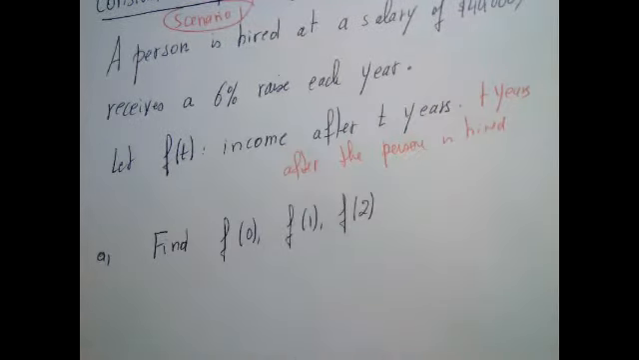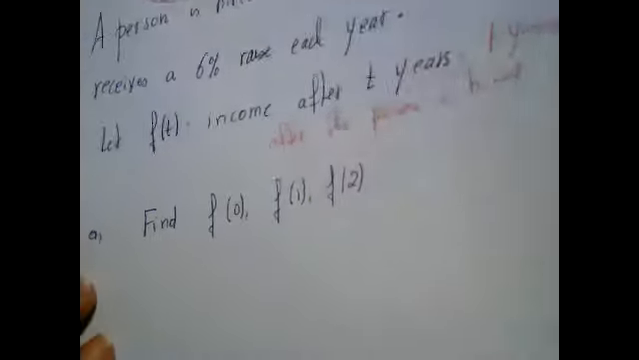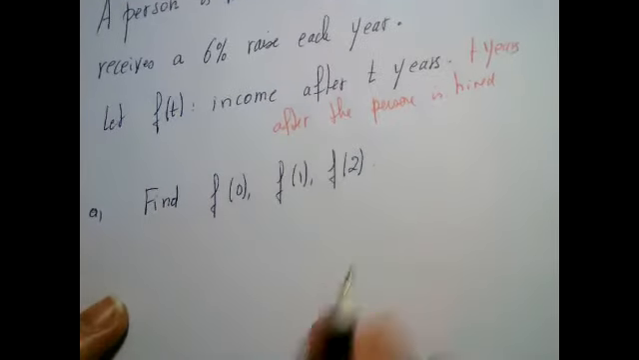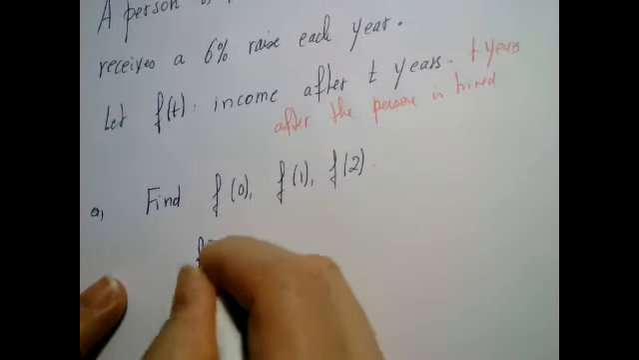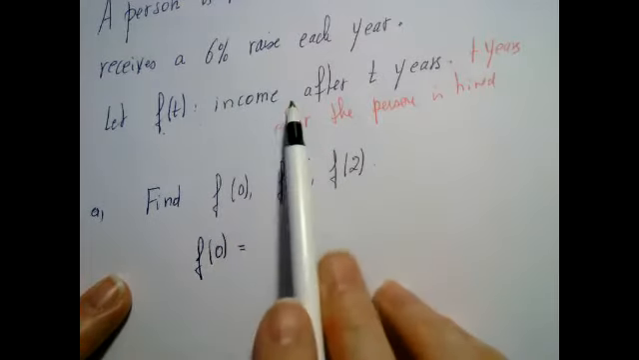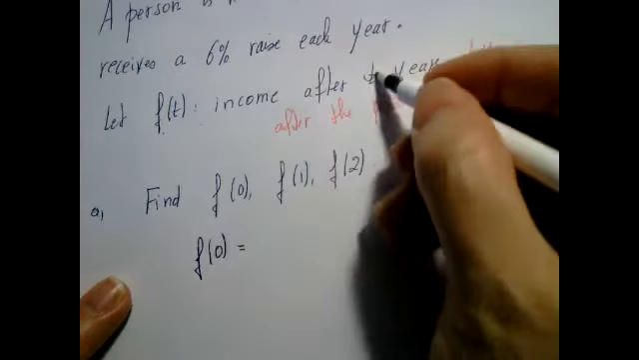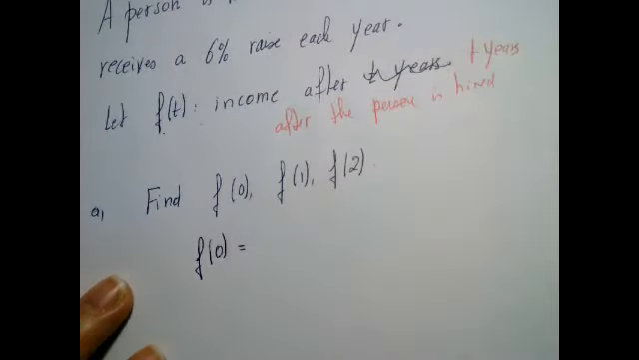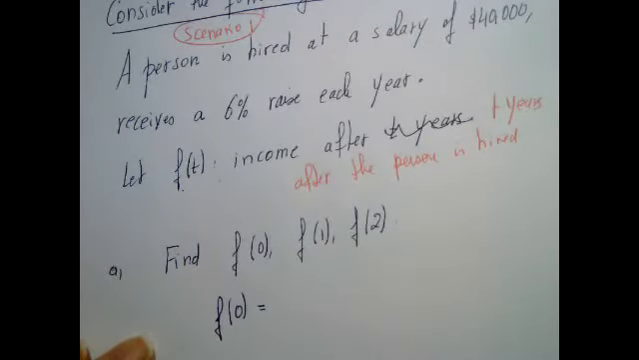Okay. Now I want you to find f of 0, f of 1, and f of 2, and you're going to find it in a way that we can head to a general formula. What is f of 0? It means f of 0 will be the income 0 years after the person is hired. So f of 0 is going to be how much?